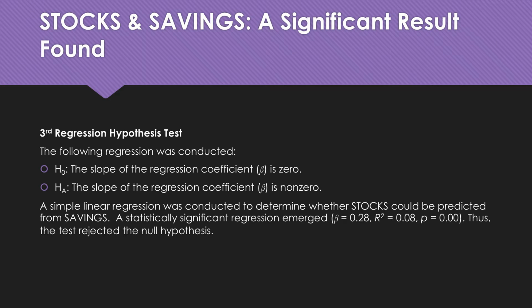Finally, we did a simple linear regression to determine whether stocks could be predicted from savings. A statistically significant regression emerged where the beta was equal to 0.28, the R squared, or R2, was equal to 0.08, and the p-value was equal to 0.00. Thus, with this final regression test, we found that the test rejected the null hypothesis of the slope of the regression coefficient being 0.